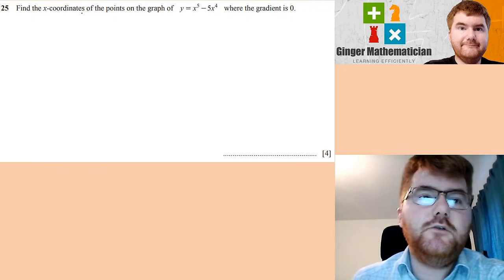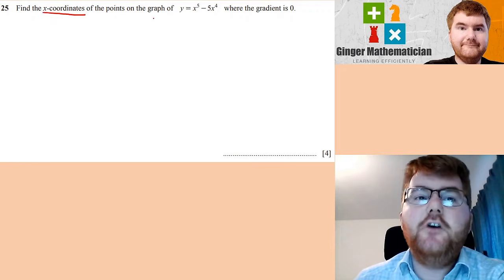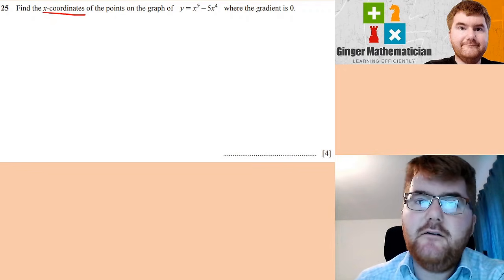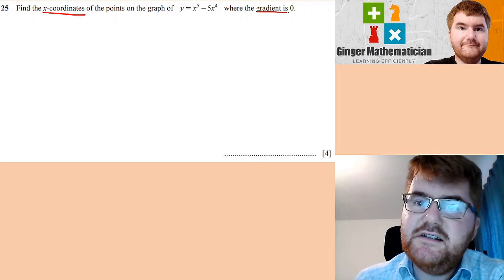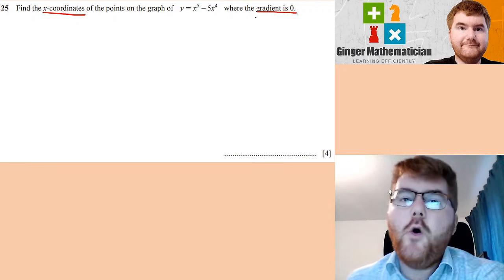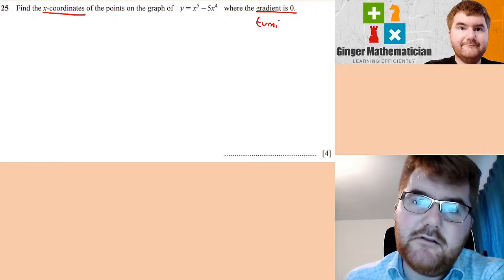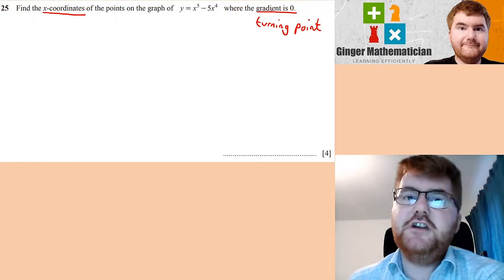So find the x-coordinates of the points on the graph of y equals x to the power of 5 minus 5x to the power of 4, where the gradient is 0. So you usually give some indication of either a turning point or where the gradient is 0. So this is the thing to look out for when looking for a differentiation question.